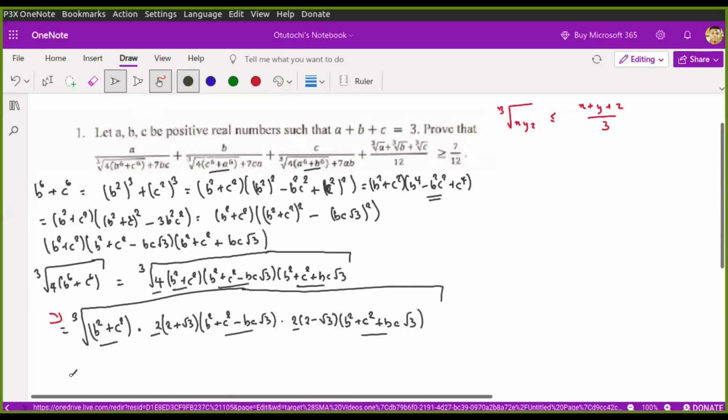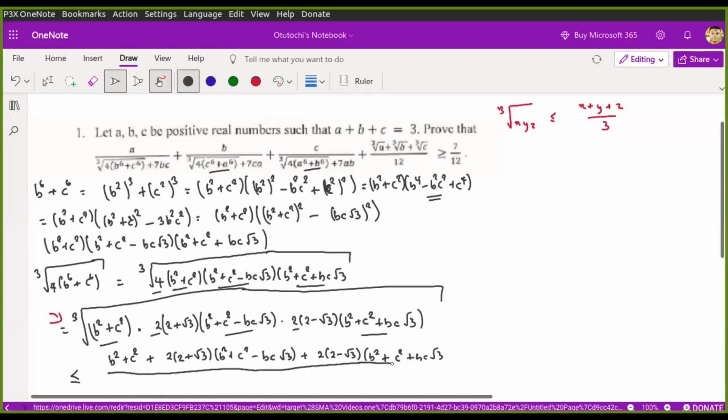So if you are bringing that in, you'll get that this is less than or equal to b squared plus c squared plus 2 times (2 plus root 3) (b squared plus c squared minus bc root 3) plus 2 times (2 minus root 3) (b squared plus c squared plus bc root 3), and of course this is going to be over 3. So we have that the cube root of 4(b^6 + c^6) is less than or equal to this. Next, we try to simplify that and see what we get.